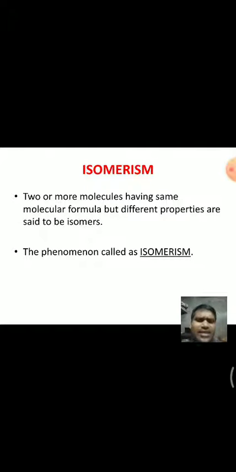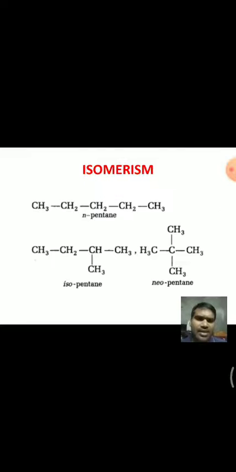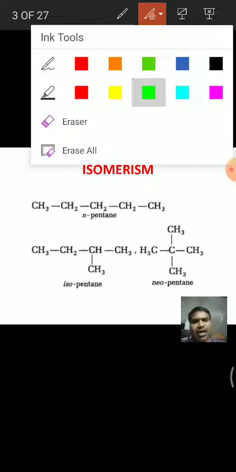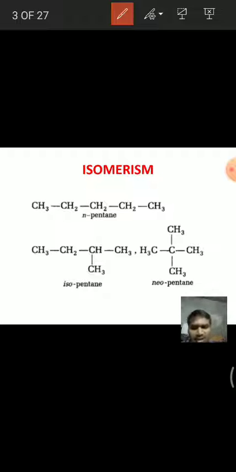Then if we see the examples, we get a clear idea about this isomerism. Let us see some examples. See here, there are three molecules in the slide. Those are n-pentane, isopentane and neopentane. If we observe the molecular formula of these three compounds, the molecular formula is C5H12.